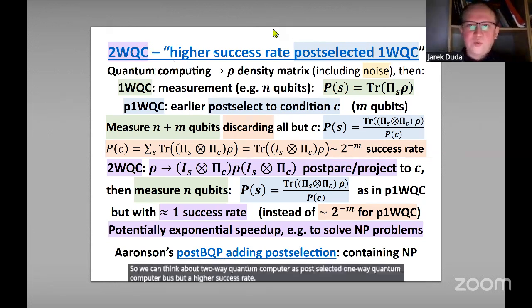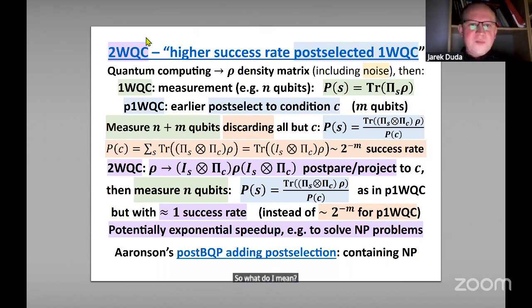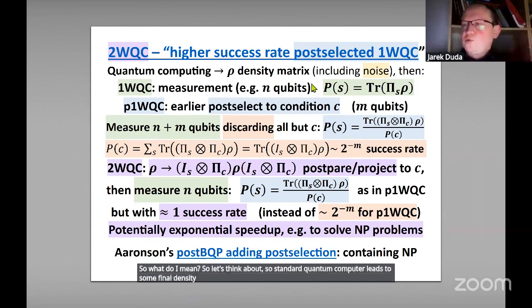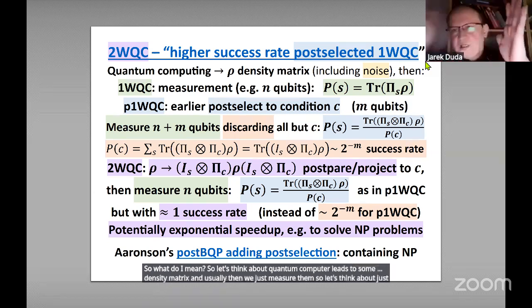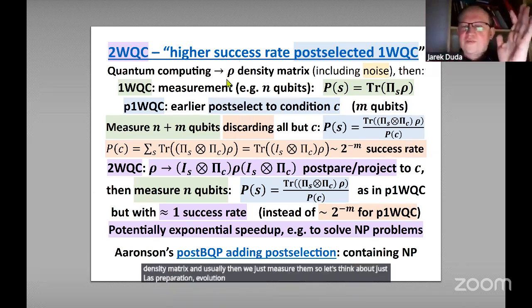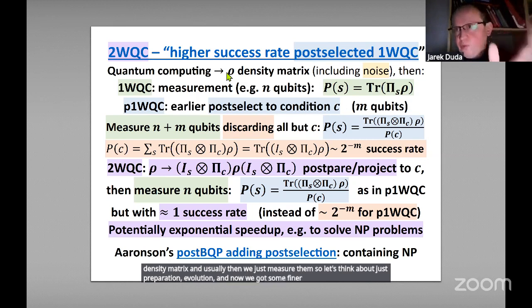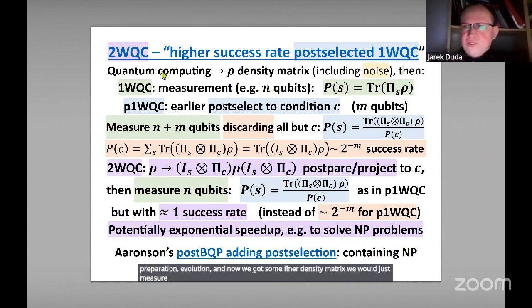So what do I mean? Let's think about a standard quantum computer leading to some final density matrix, and usually then we just measure it. Let's think about just preparation, evolution, and now we have some final density matrix. We would just measure. So just measuring in one-way quantum computer, we just use this formula, as you probably well know.